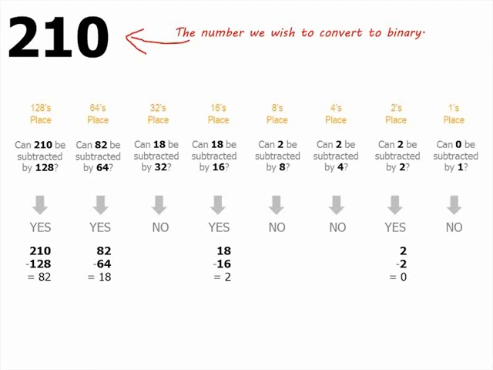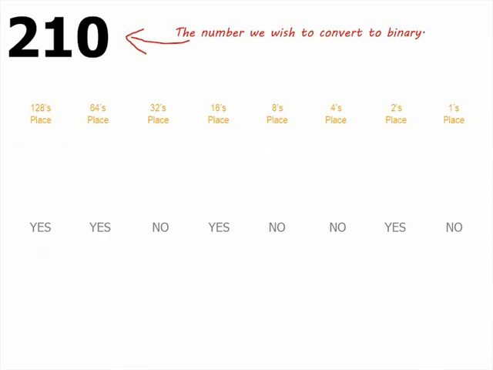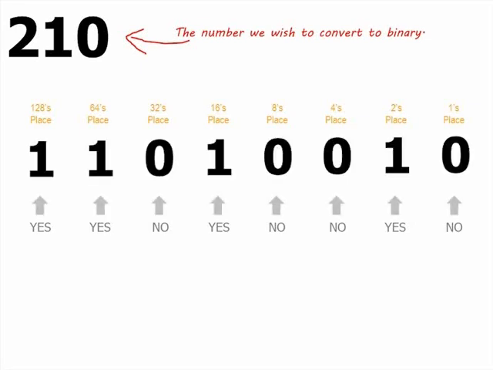Now, go back for every number that you were able to subtract, place the number 1. For any number that you were not able to subtract, put a 0. Or you can just say, where there was a yes, put a 1. Where there's a no, put a 0. And you end up with your binary number. 210 in binary is 11010010. Very simple. Very easy.